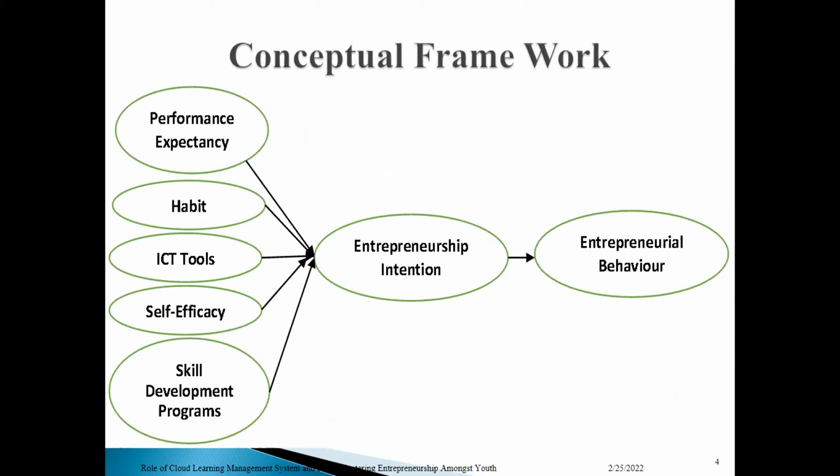So we have five independent variables: performance expectancy, habit, ICT tools, self-efficacy, and skill development programs, and this study will check the effects of these on entrepreneurial intention and entrepreneurial behavior. Outcome expectancy is the degree to which one believes that a particular outcome will occur, whereas self-efficacy is the degree of conviction that one can successfully execute the behavior required to produce an outcome. So these are the two very required parameters to become an entrepreneur. This study will integrate them.